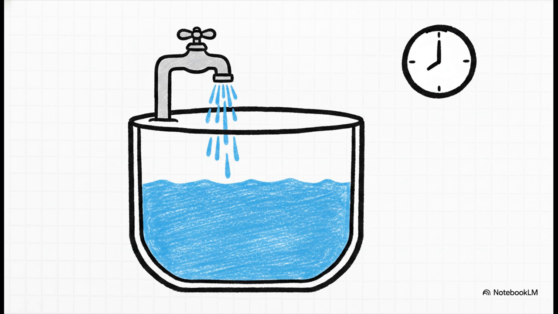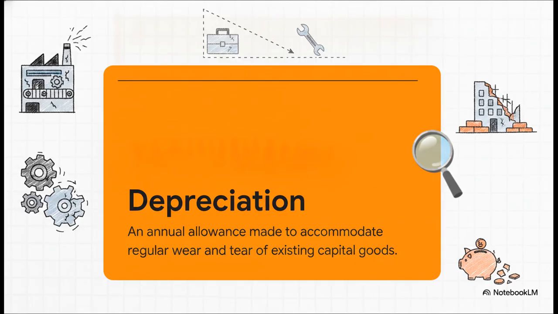It makes it so easy to picture how a daily flow of newly manufactured capital goods eventually adds up to our nation's total stock of capital. But of course, there's a catch. Our stock of capital doesn't stay shiny and new forever, right? Because capital goods slowly wear out.